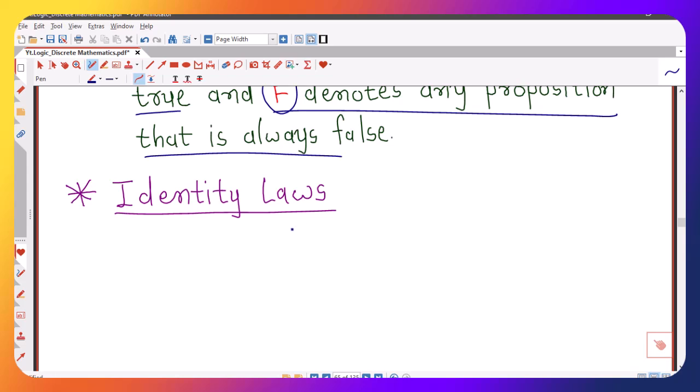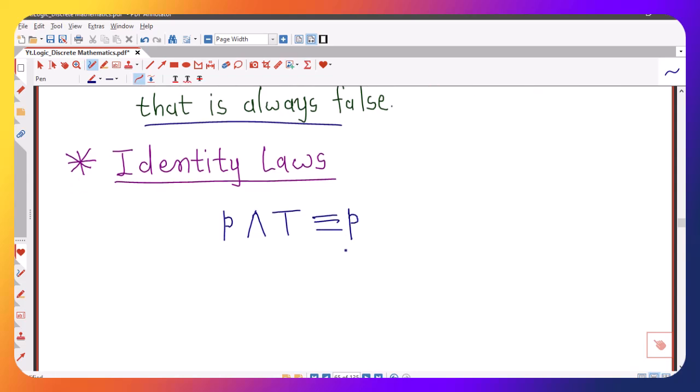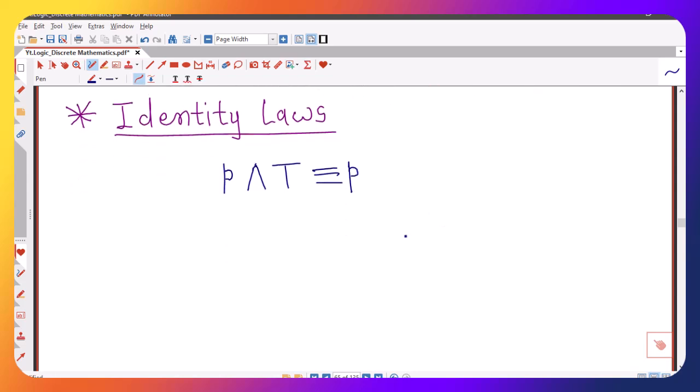So first one is identity laws. Identity laws say that suppose I consider AND operator between some proposition P and capital T. Capital T means a proposition that is always true. Then this is always equivalent to given proposition P. This we can simply understand using truth table.